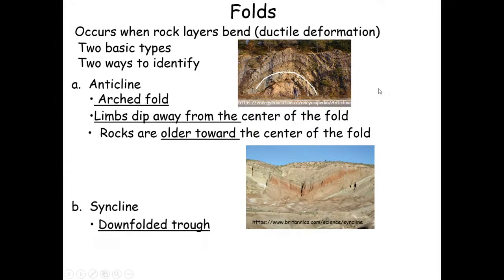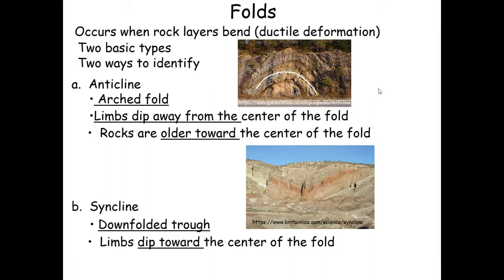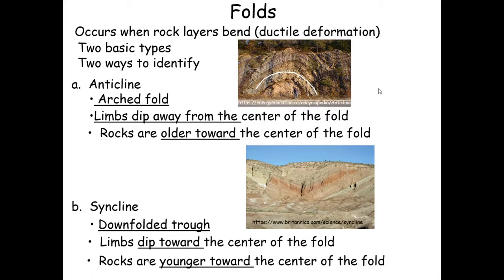Conversely, a syncline is a downfolded trough where the limbs dip towards the center of the fold, and here the rocks are younger towards the center of the fold. We'll get to the age in the last slide here. So this fold right here, you can see how the rock layers are downfolded and the limbs dip towards the center of the fold.